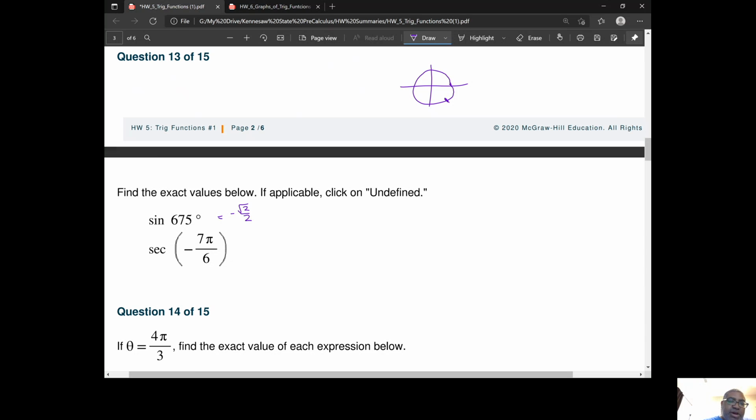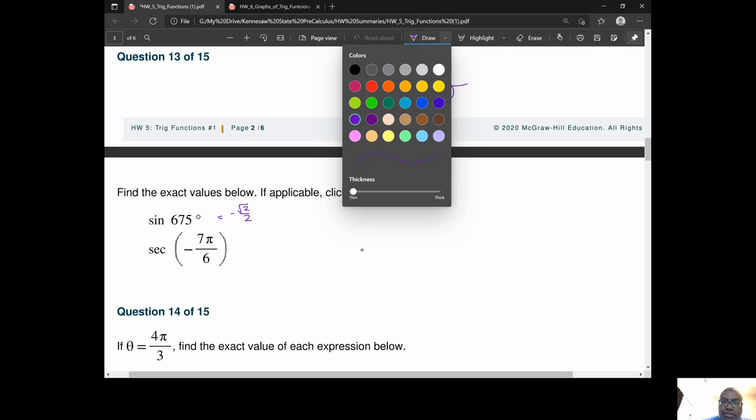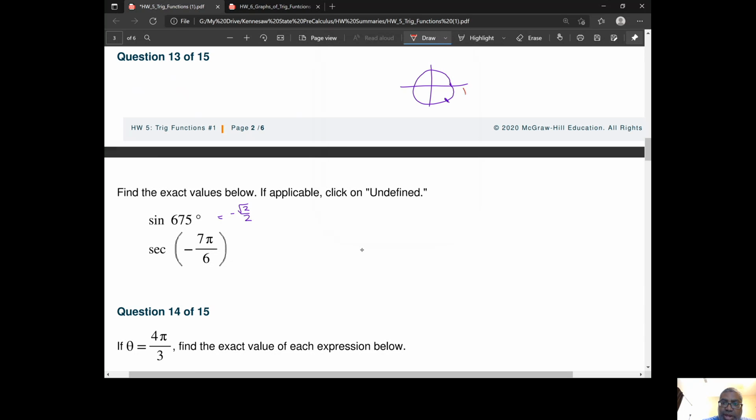Secant of negative 7 pi over 6. So we're rotating in a negative direction. I'll change to red. We're rotating this way now, so this is negative rotation. All right, 7 pi over 6 is 1 pi plus a bit more, since 7 is greater than 6. So in other words, this is located right there.